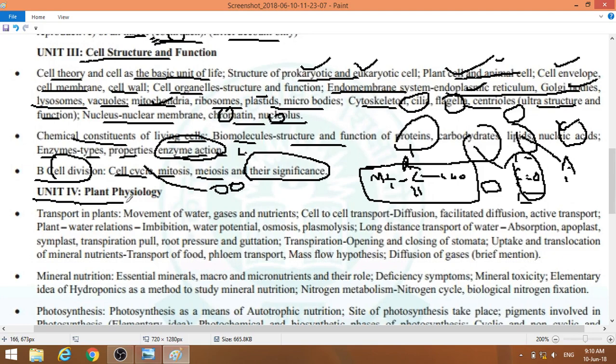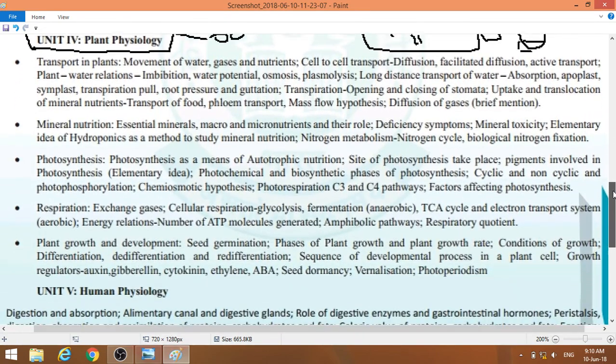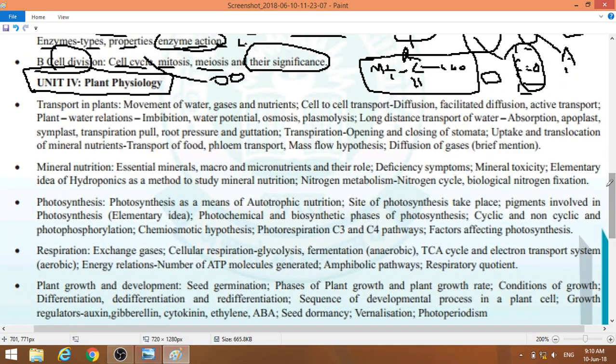Then you have an important section of plants, that's plant physiology. It's all about the plant world. The full unit is dedicated to plants. Transport in plants, movement of water, gases and nutrients, cell to cell transport. What is diffusion? Facilitated diffusion is important. Active transport, this is with the help of energy. Plant water relations. What is imbibition? What is water potential? How is it calculated? What is osmosis? What is plasmolysis?